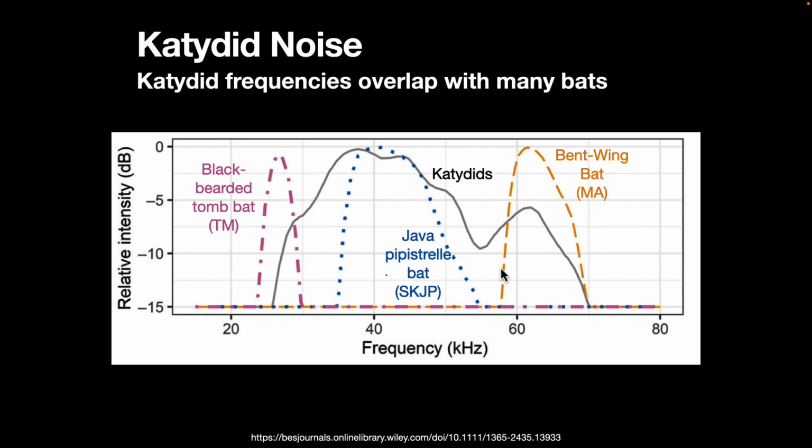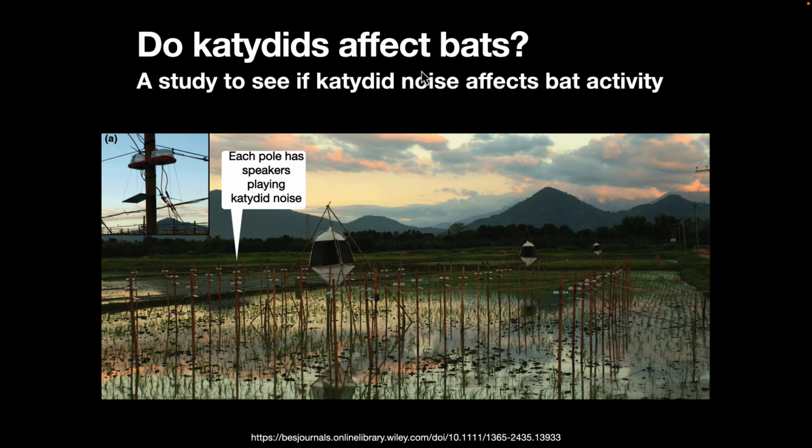There are 3 common bats in the area that this study was done, and one is called the black-bearded tomb bat, and it has lower frequencies that are in like the pink range here. The Java pipistrelle bat is here in the middle, and the bent-wing bat. And so our question is, do the katydids affect the bats? And so this is a study that they did where they're trying to check that out, see if the katydid noise affects bat activity. And what they did was they set up in a rice paddy where there often are katydids. They put all these speakers.